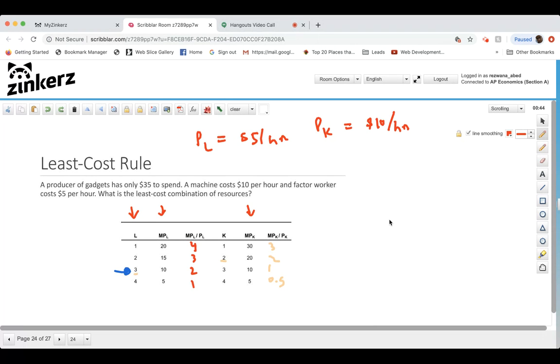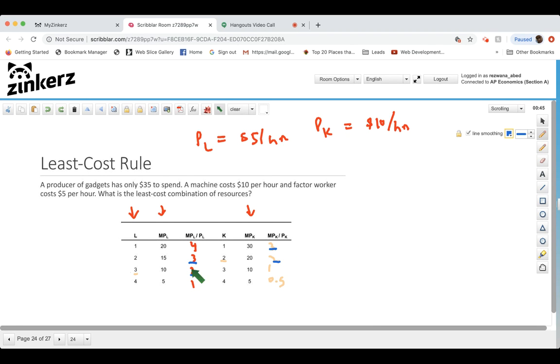Perfect. Okay. So now what we're trying to find here is combinations of labor and capital, correct? So I'm going to look for numbers where the ratios are equal to each other. Here the numbers are 4, 3, 2, 1. And here the numbers are 3, 2, 1, and 0.5. So I have 2 instances where the ratios are equal to each other. It's 3 and 3, and then 2 and 2.